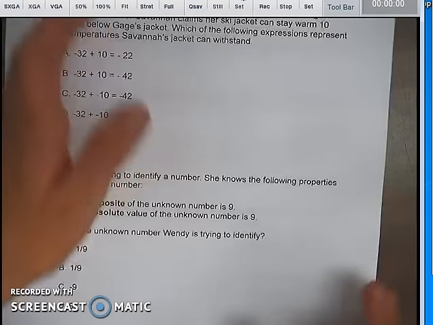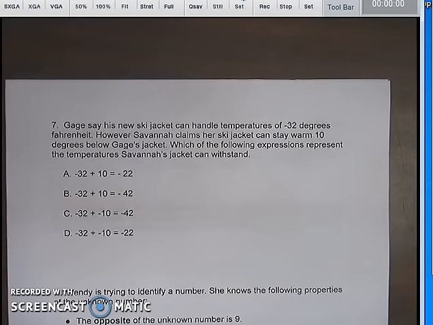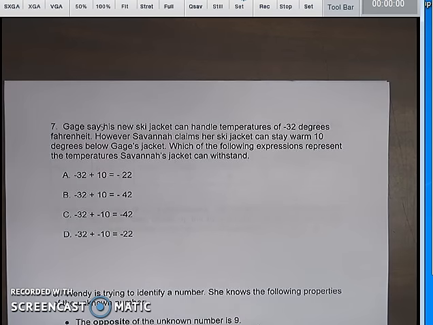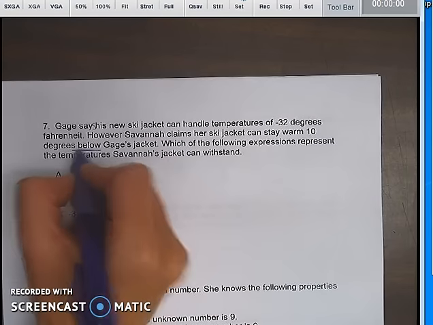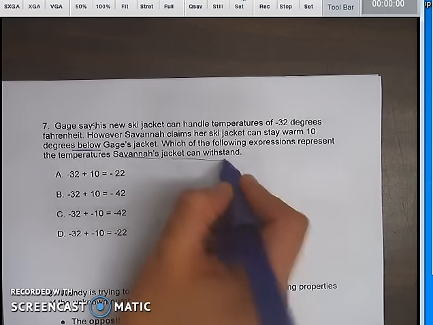Okay, number 7. Gage says, let's put an S here. Gage says his new ski jacket can handle temperatures of negative 32 degrees Fahrenheit. However, Savannah claims her ski jacket can stay warm 10 degrees below Gage's jacket. Okay, there's a word right there, below his jacket. Which of the following expressions represents the temperatures Savannah's jacket could withstand?